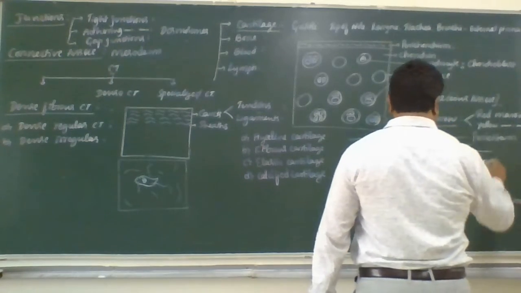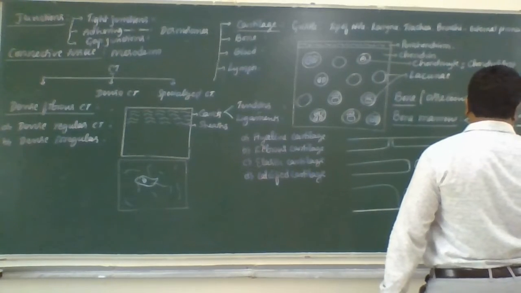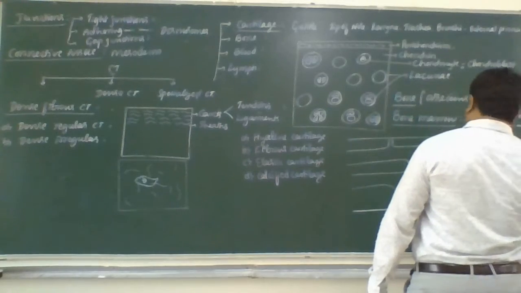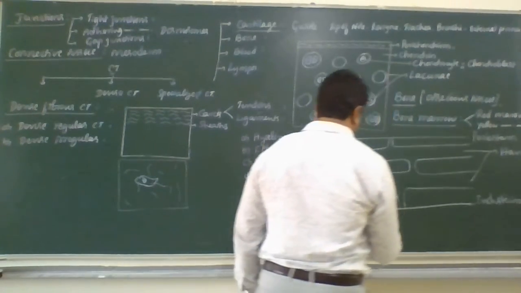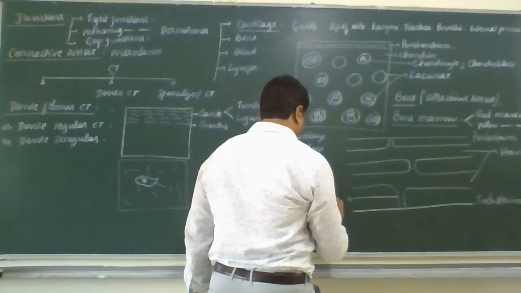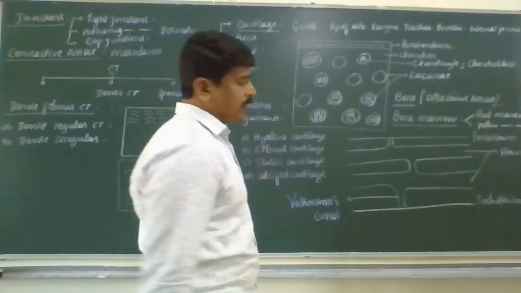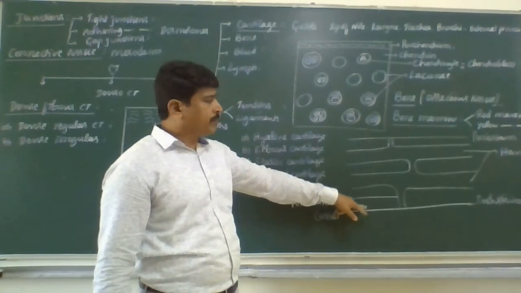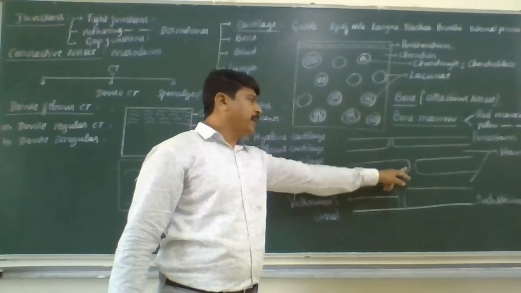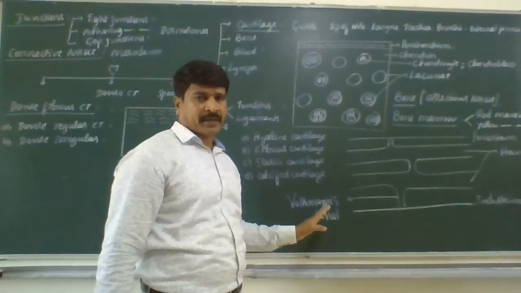These longitudinal canals are called Haversian canals. These Haversian canals are interconnected by transverse canals called Volkmann's canals. You remember this. Between the periosteum and endosteum, there are numerous longitudinal canals called Haversian canals. They are interconnected by transverse canals called Volkmann's canals. Clear? I think it is very clear for you.